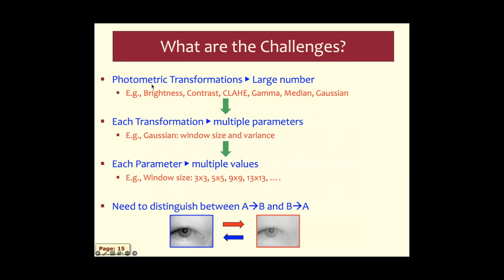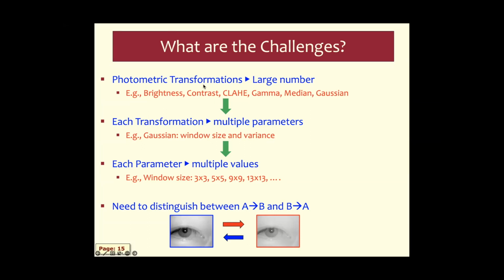Well, first think about the large space of photometric transformations. You can apply brightness, you can apply contrast changes, you can apply something like a contrast limited, adaptive histogram equalization, gamma corrections, median filtering, Gaussian filtering, the list goes on. There are a large number of photometric transformations, and clearly we don't want to be modeling each one of them separately, because that will be a prohibitively difficult task.